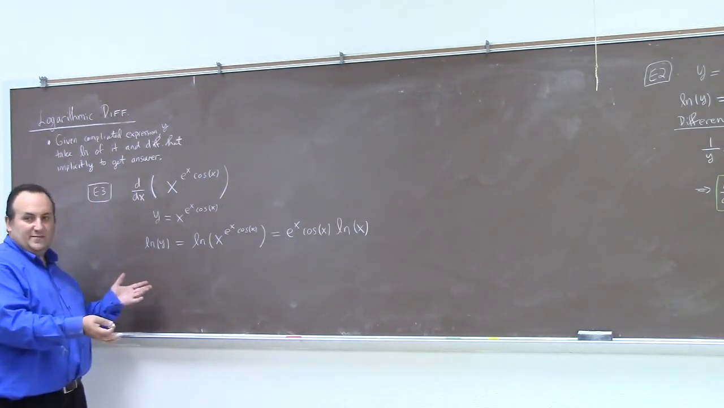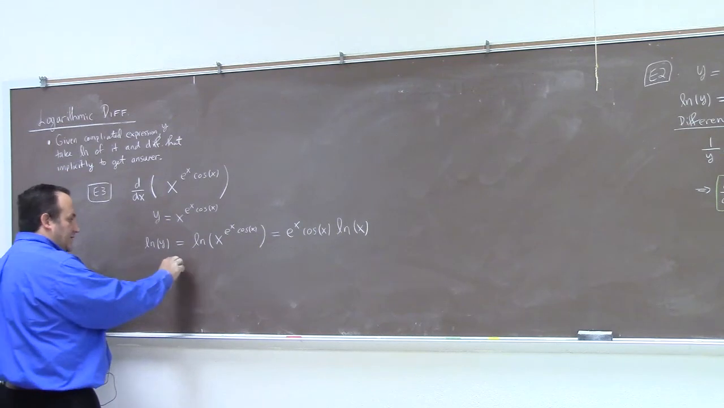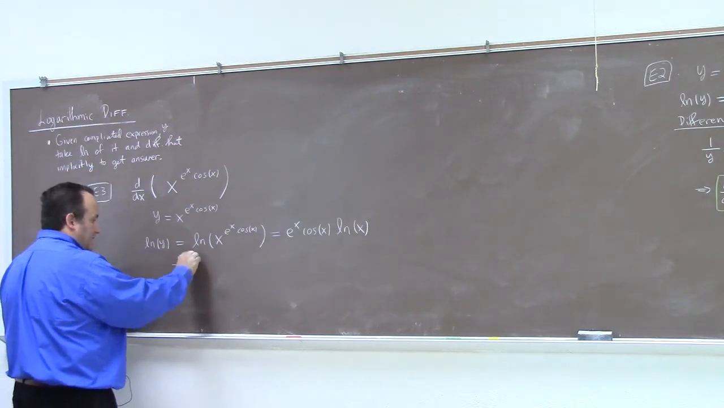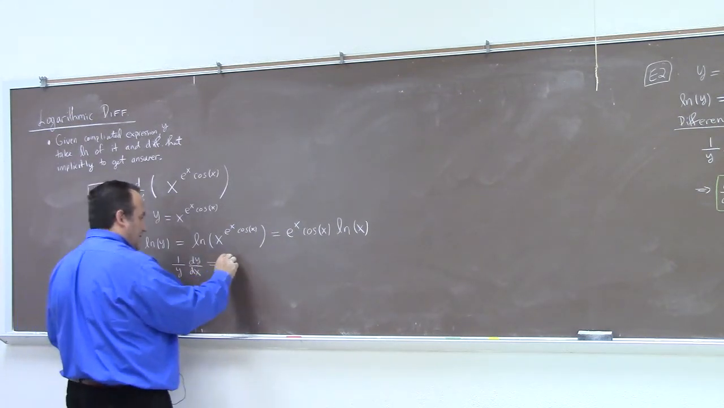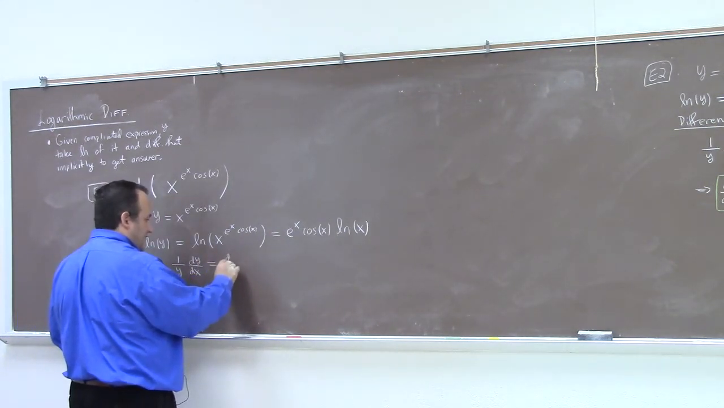And now we can differentiate implicitly. So we get 1 over y, dy dx, equals, well, d dx, I'll have to do the triple product rule.